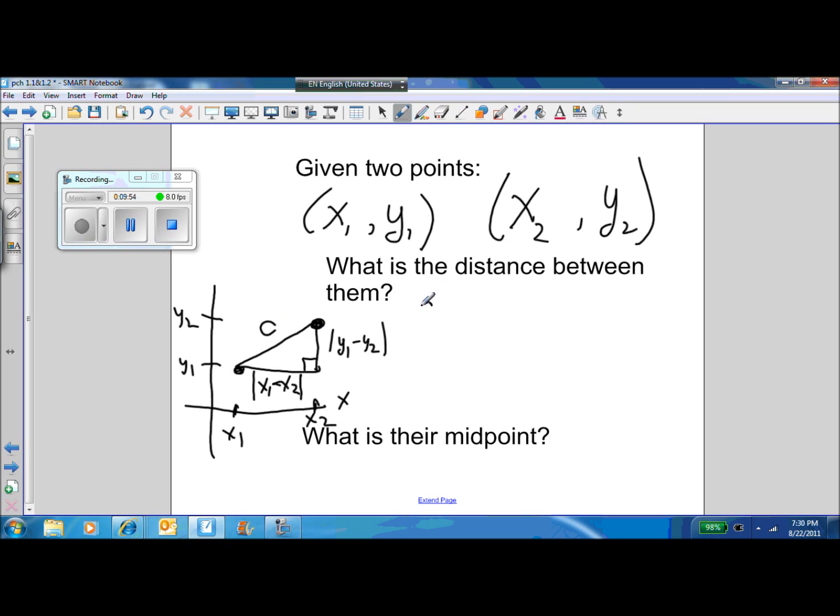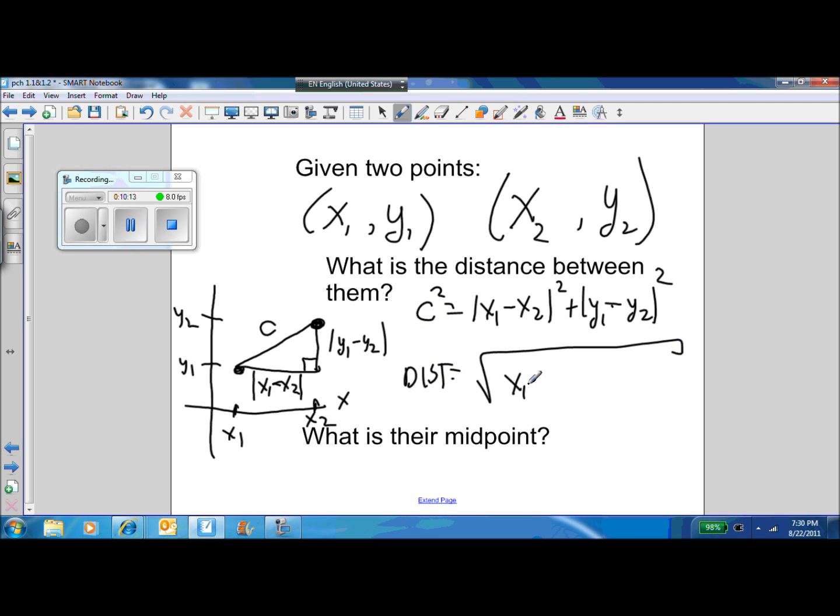Remember from the Pythagorean theorem, c squared equals a squared plus b squared. So we get the absolute value of x1 minus x2 squared plus the absolute value of y1 minus y2 squared. But because we're squaring, the absolute values become redundant. So the distance is the square root of (x1 minus x2) squared plus (y1 minus y2) squared. Okay? That's the distance formula.